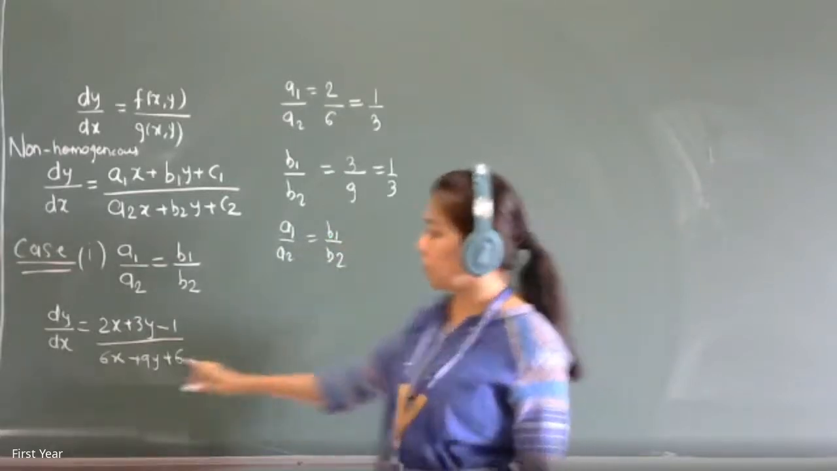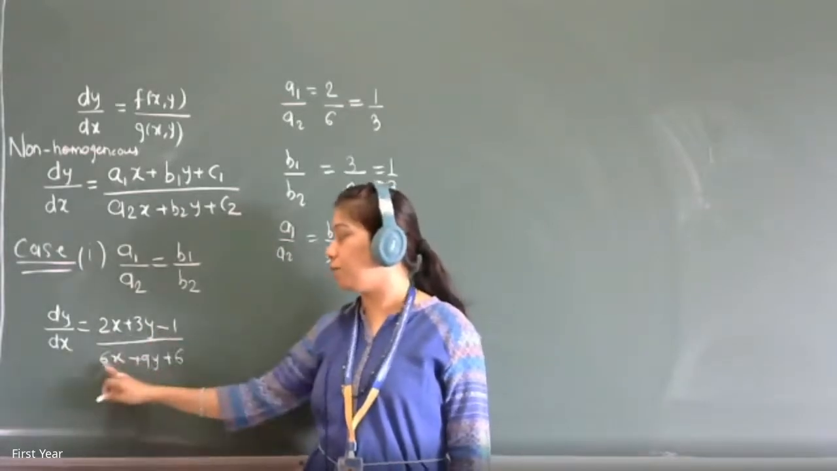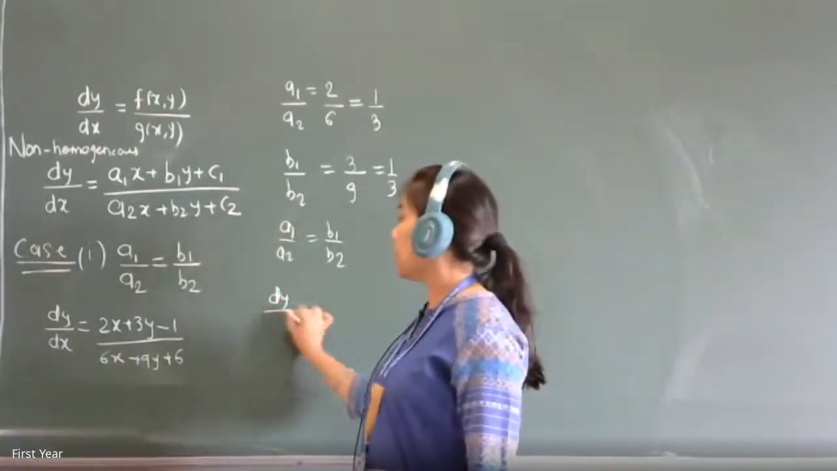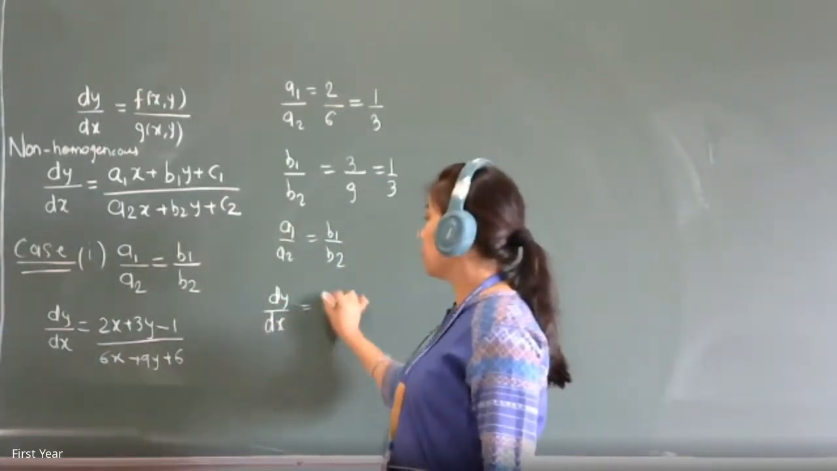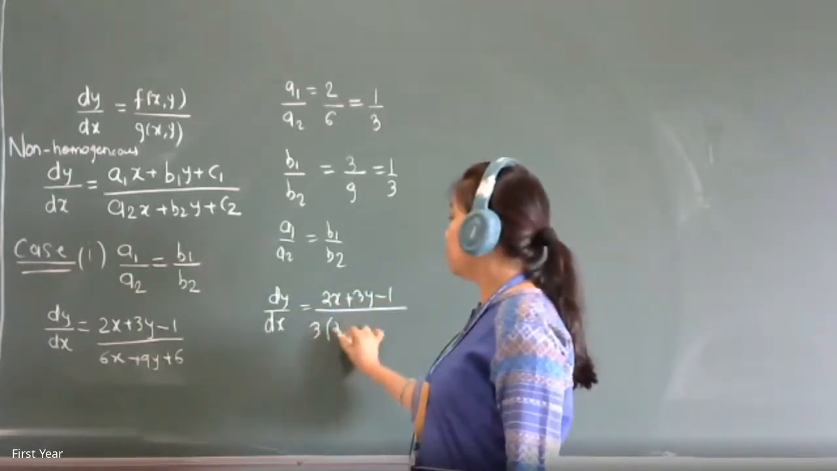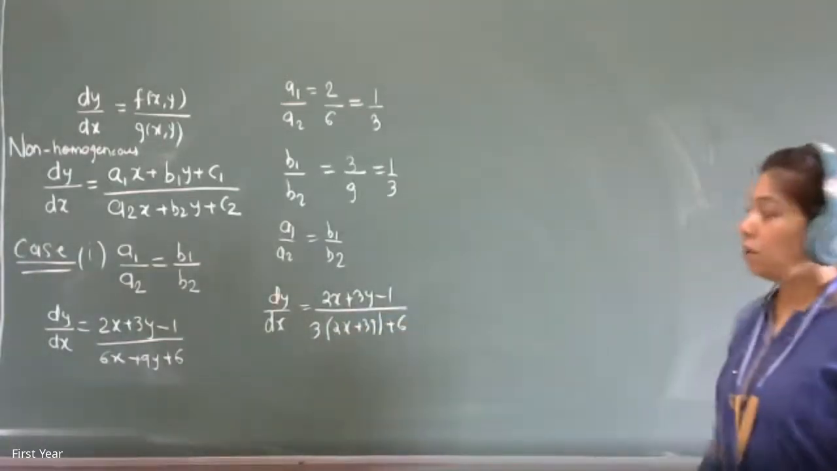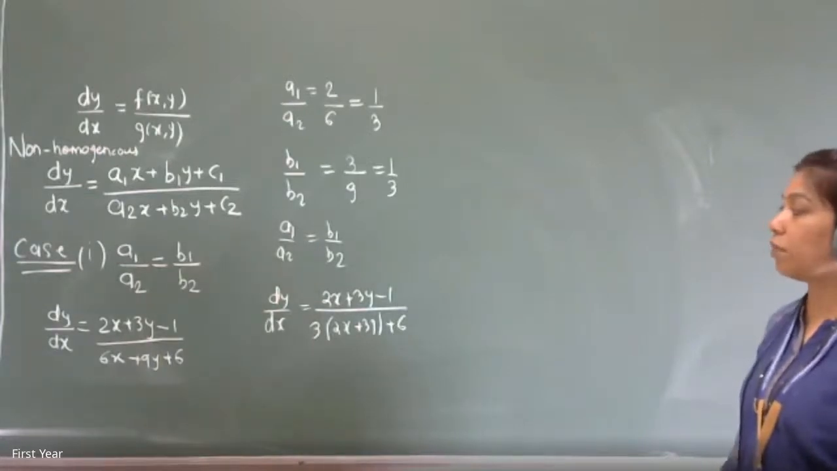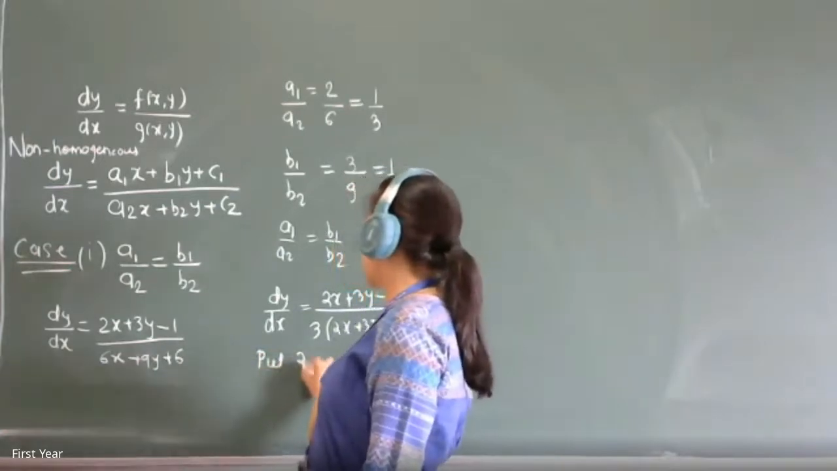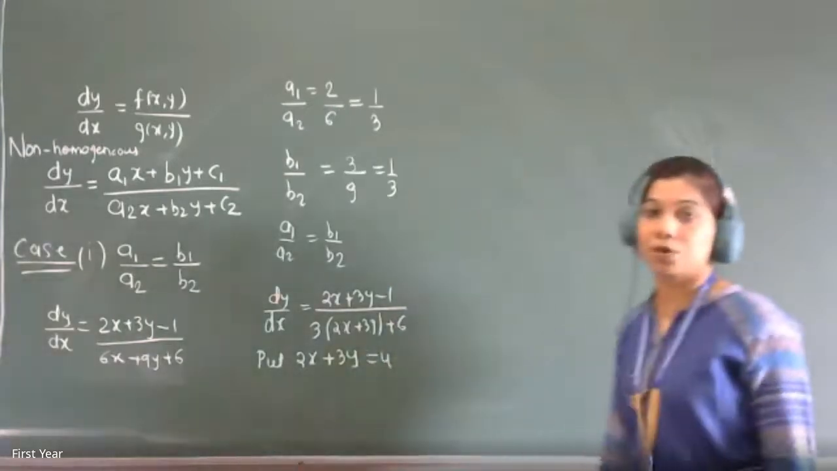Now look at the question once again. Here this is 6x plus 9y and this is 2x plus 3y. If you take 3 common, then what you get? dy by dx is equal to 2x plus 3y minus 1 upon 3 into 2x plus 3y plus 6. So you can see that there is a common factor 2x plus 3y. Put that substitution. Whatever is the common factor, you have to put it as a new variable. So 2x plus 3y is equal to u is your substitution.